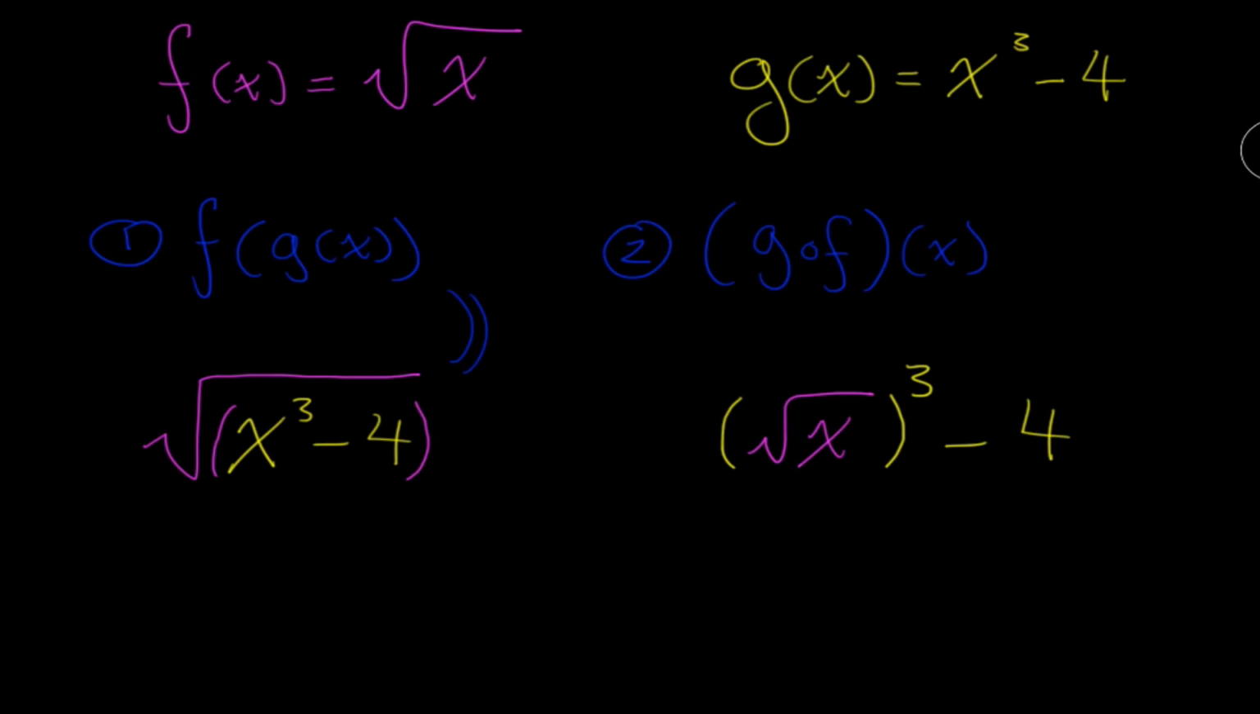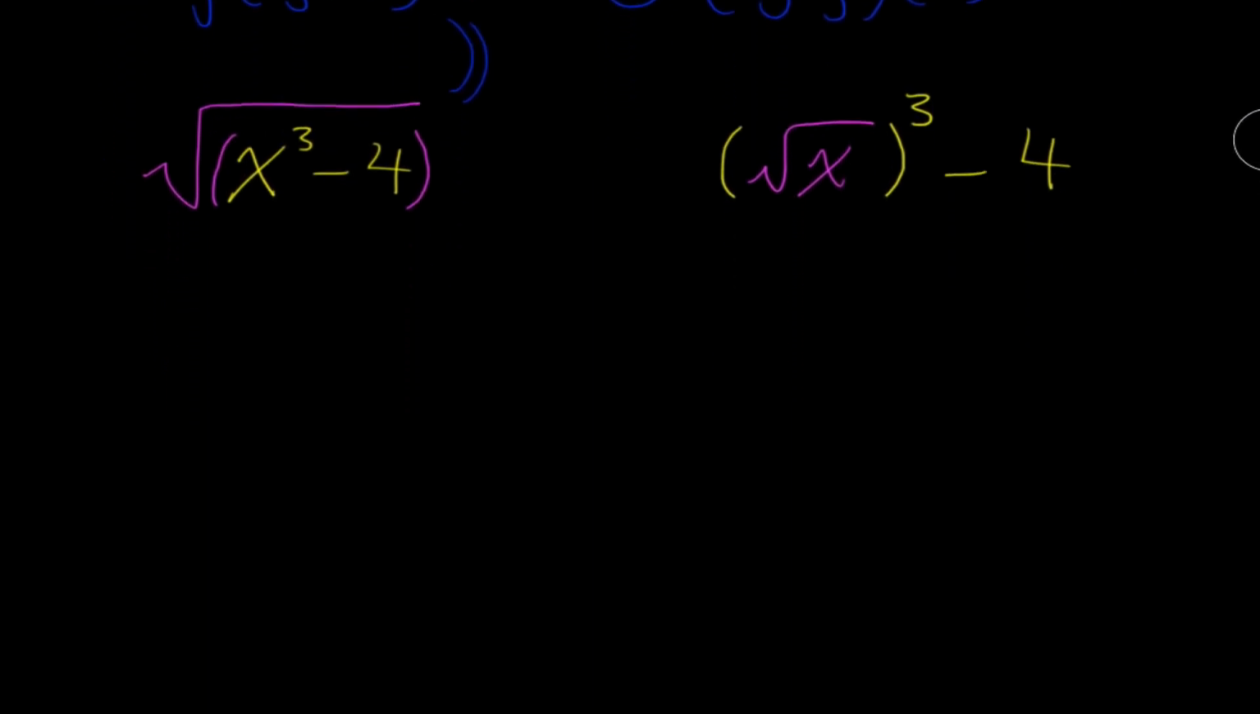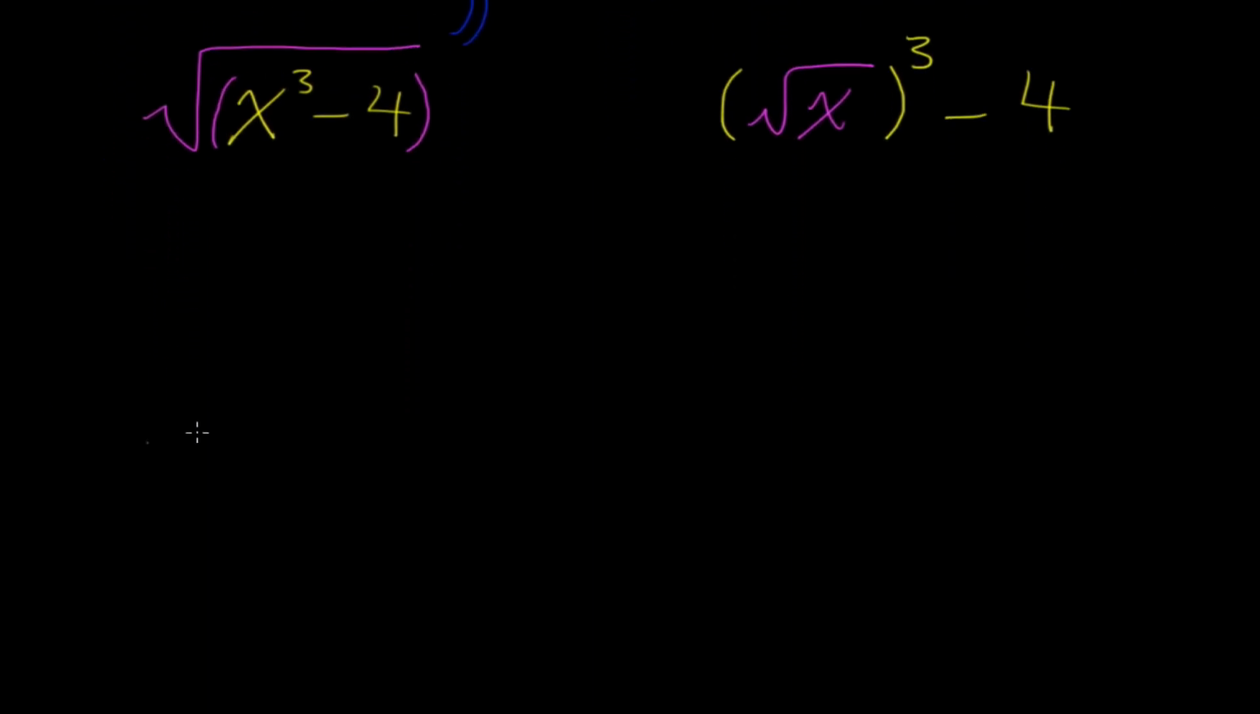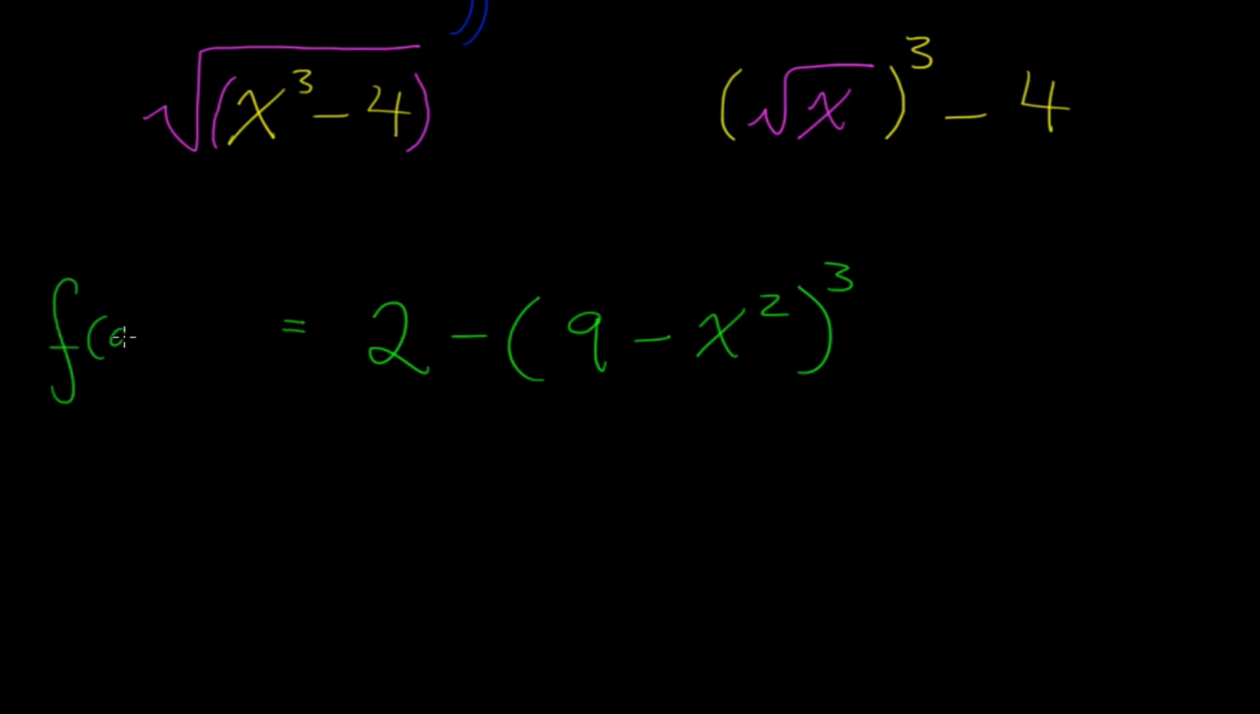You also have to do things involving composite functions with recognizing certain functions. So for example, if I have 2 plus the quantity 9 minus x squared, cubed, and that was equal to f of g of x, what would f of x be and what would g of x be?